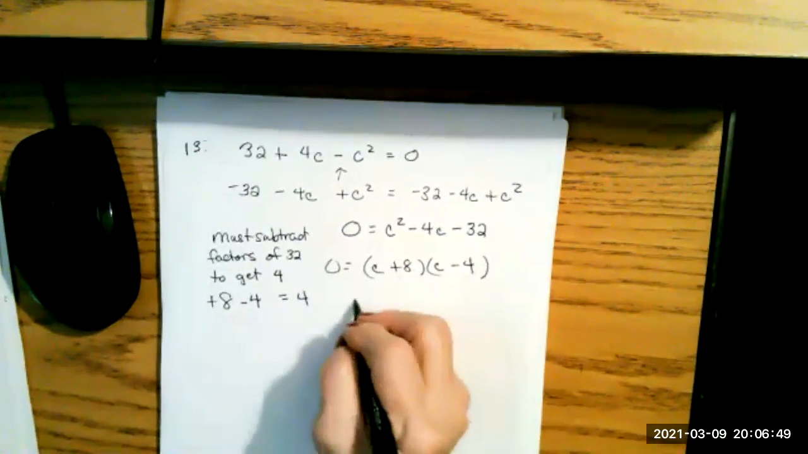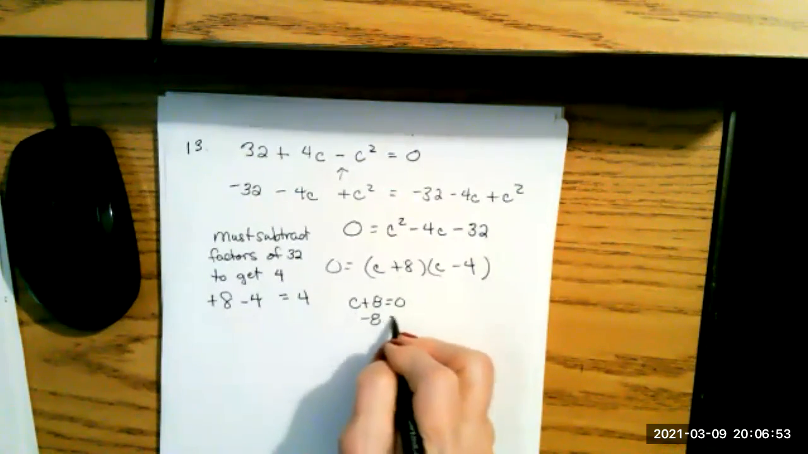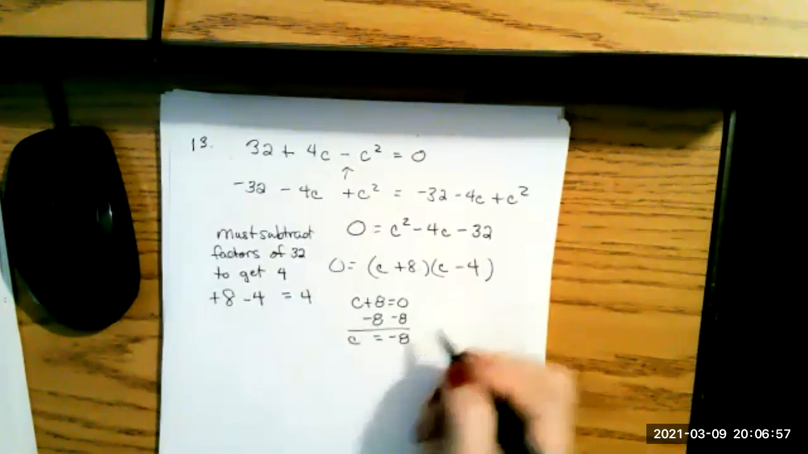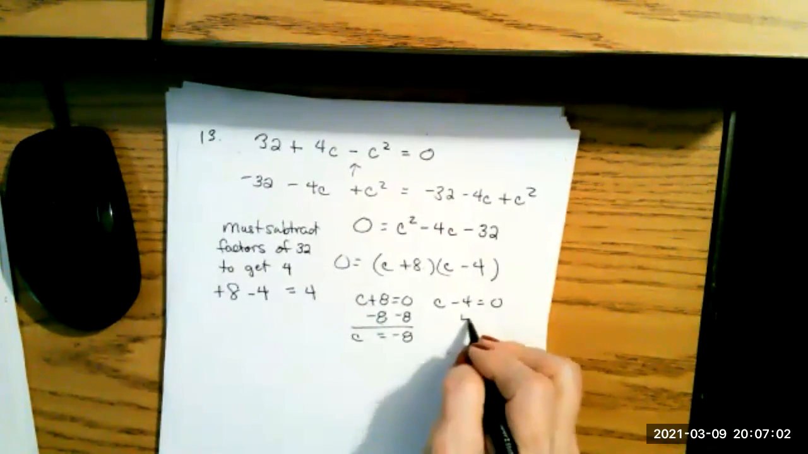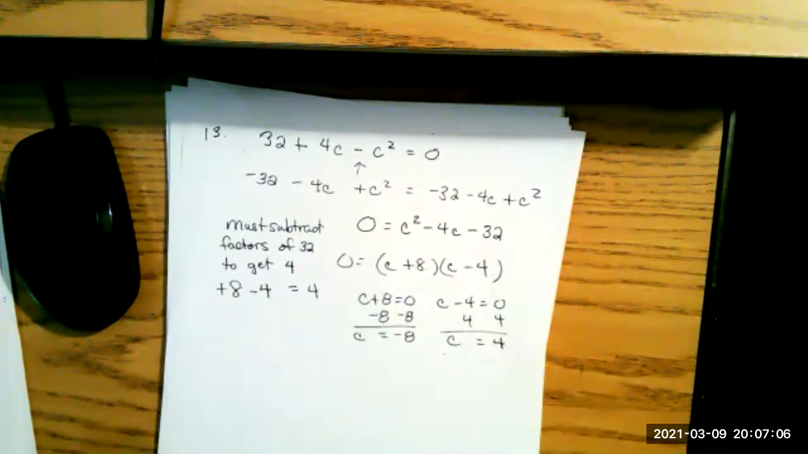Then I set each one of those equal to 0. We do such hard ones all the time that sometimes when you drop back to an easier one, you kind of forget how to do it. C minus 4 equals 0. Add 4 to both sides. So C is equal to 4. Any questions?